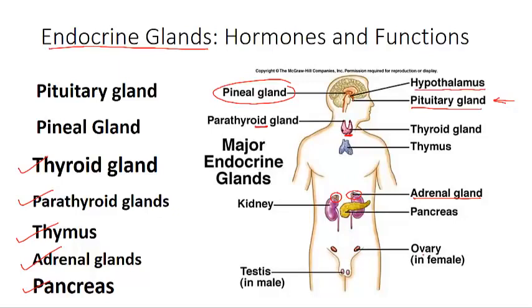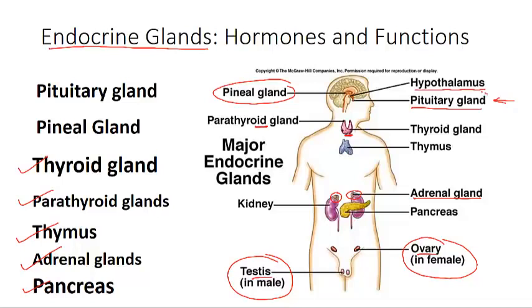And there are two other hormonal glands: the ovary and the testis. The ovary is only in females and the testis is only in males, and they produce hormones responsible for major and minor sexual characteristics in men as well as in women. So these are the different positions of endocrine glands.